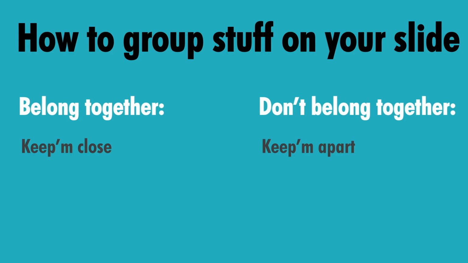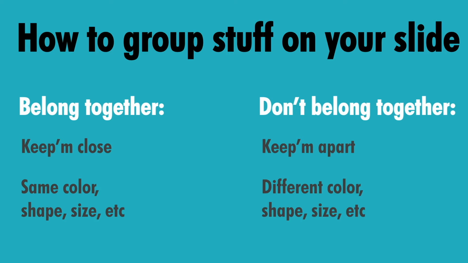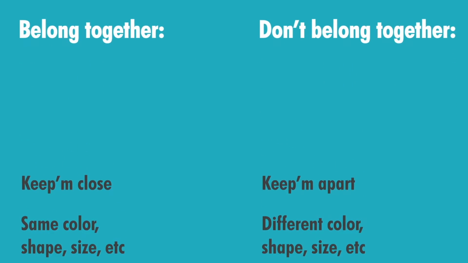So to show your audience that objects belong together, keep them close and use the same color, shape, size, etc. And to let them know things aren't in the same group, keep them apart and use different colors, shapes, size, etc. So now let's talk about what actually belongs together and what should be distinct in your slides.